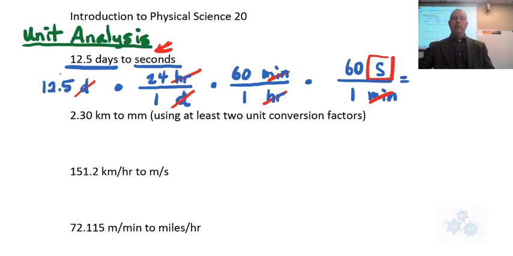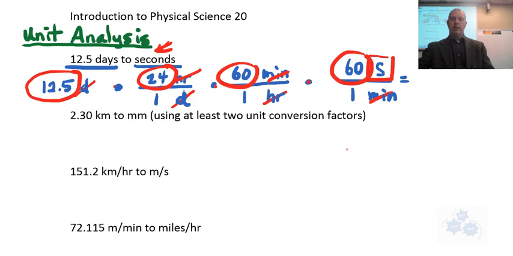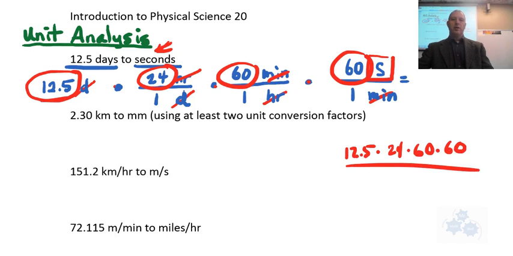So that's great. So now what we do is we go 12.5 times 24 times 60 times 60. I'll write that down here. So 12.5 times 24 times 60 times 60. And then you divide it by the product of all the numbers in the bottom. Well, that's just all ones, right? So over 1. And your units are going to be seconds.